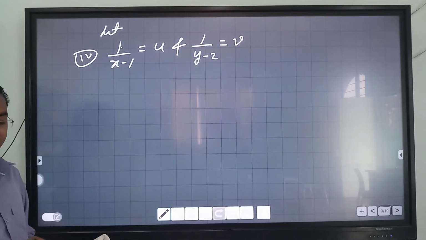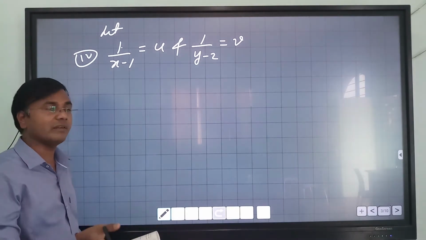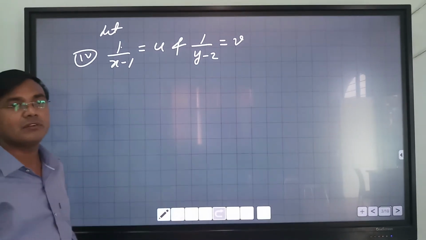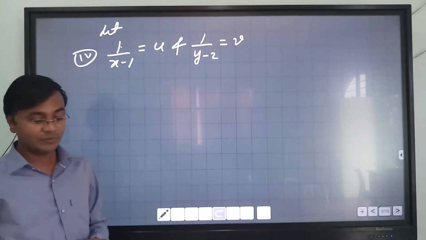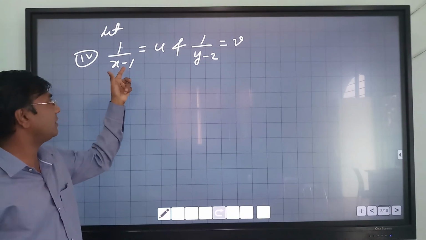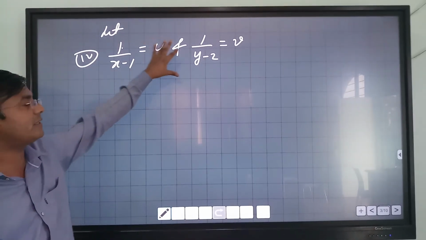And in part first and second, it is coming in product. So whenever there is product, we will take independently 1 by x as u or 1 by y as v if x and y are independently. That is in product. But here in this part x minus 1, so here x or 1 cannot be separated. So we have to assume whole term as u and v.